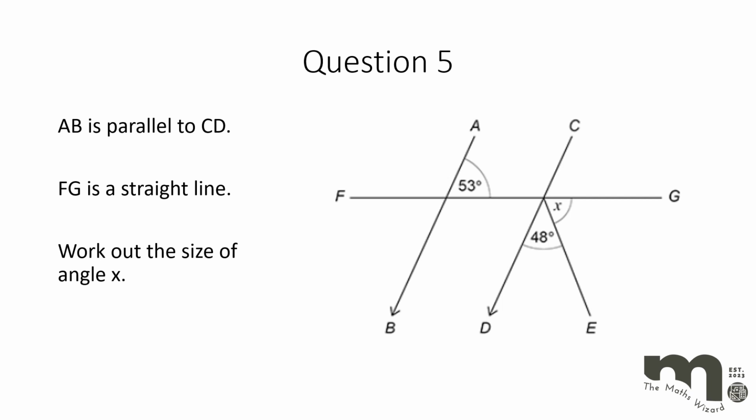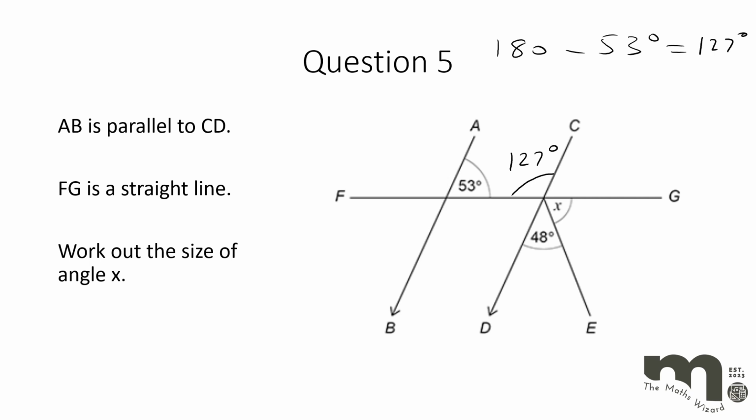Okay, so this one is saying that AB is parallel to CD. So what that means is these two angles will add up to 180 degrees. So we can do 180 minus 53. That will give us 127 degrees. So that's this one here.